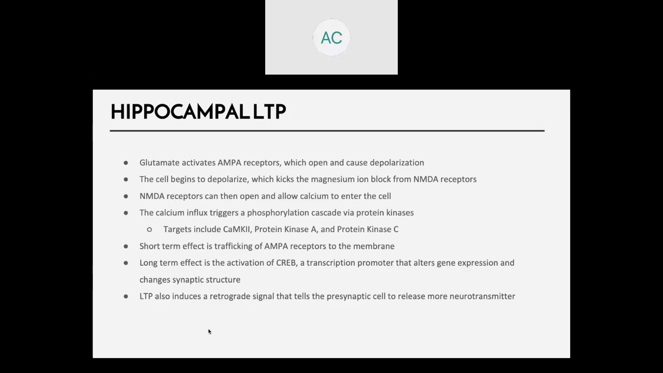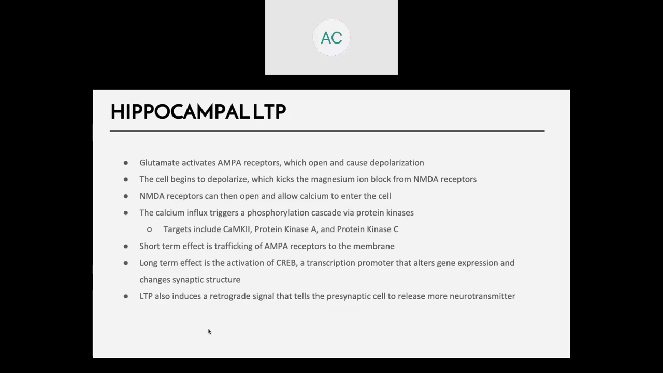And so as sodium enters the cell, it begins to depolarize, and NMDA receptors are special because they have a magnesium ion block in them. So when the cell is at resting membrane potential, even if glutamate binds to NMDA receptors, they won't open because they have a magnesium ion block. It's often called a coincidence detector because you have to have a little bit of depolarization to kick the magnesium block out, and then the NMDA receptors can open.